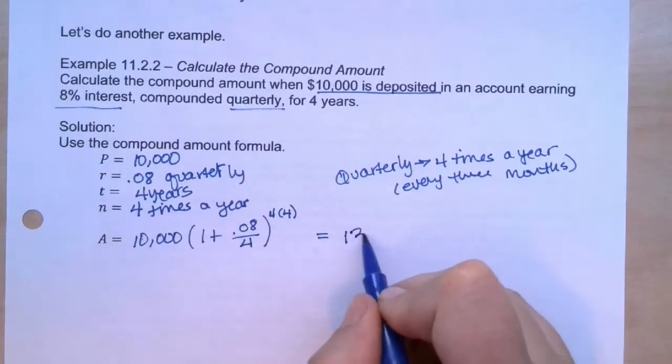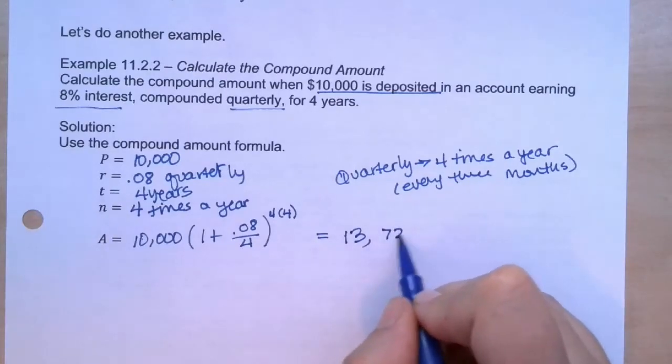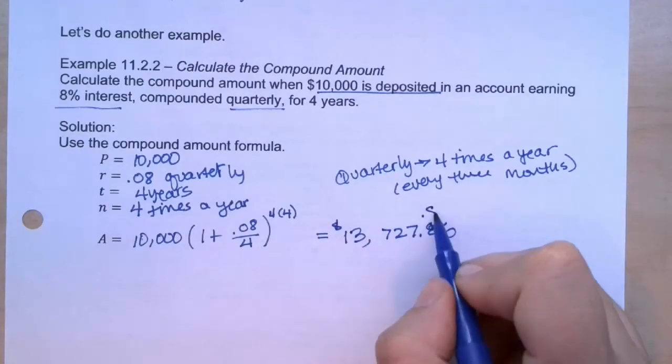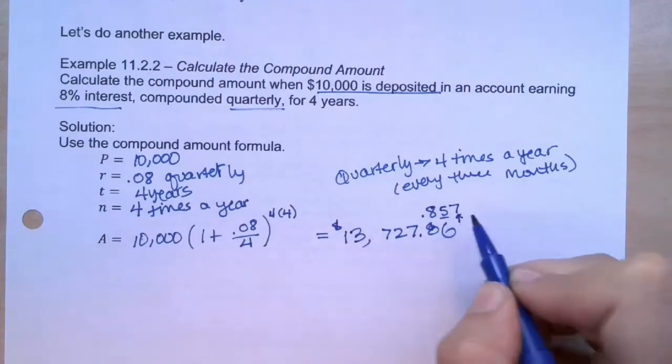We get 13,727 and 86 cents, because we get 0.857 here, and the 7 tells us to round up.